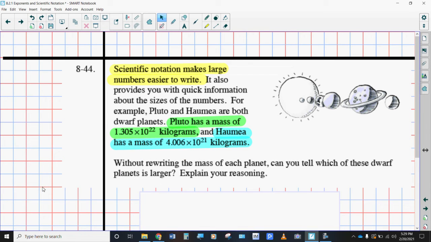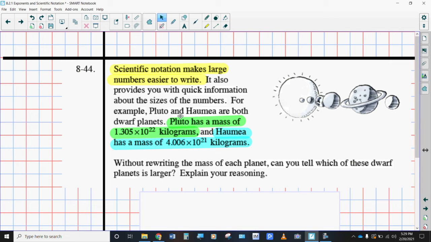All right, now let's do a little application here. Well, I guess this is an application. This is just reading numbers in scientific notation and comparing them. Scientific notation makes larger numbers easier to write. It also provides you with quick information about the size of the numbers.